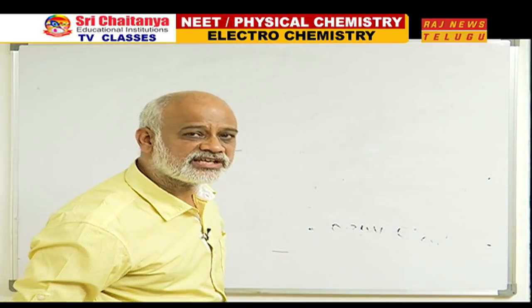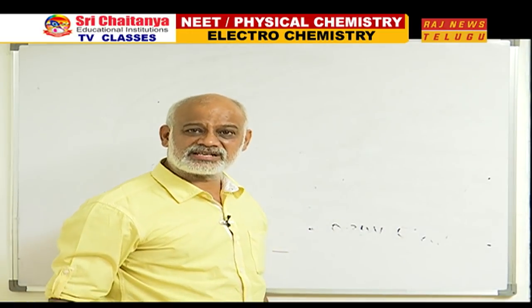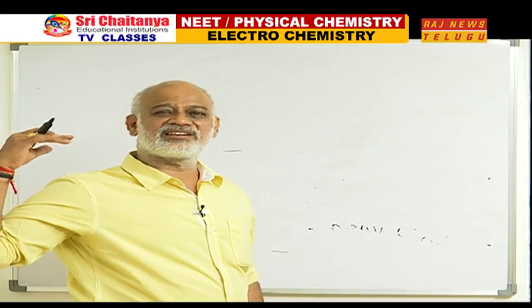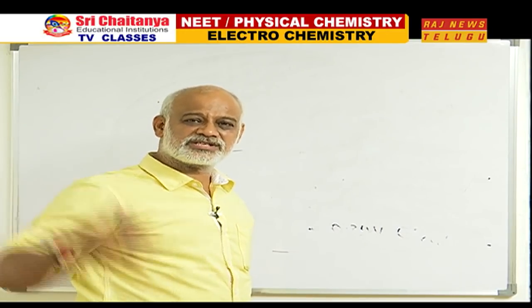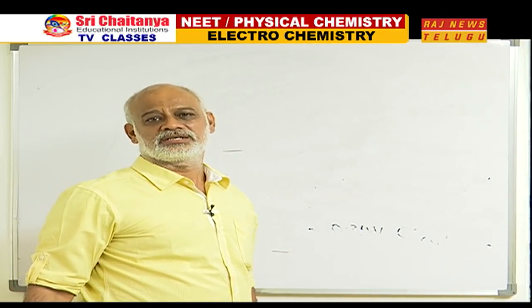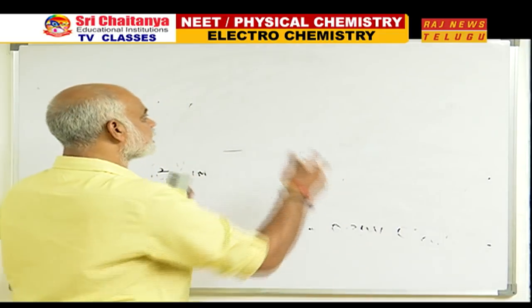Actually, the first one with highest SRP that should be written by me is perxenic acid. Perxenic acid has the highest SRP under standard conditions. But perxenic acid is not a very popular species that we come across in chemistry. Hence, I am going with the most popular species which has the maximum SRP, which is fluorine.